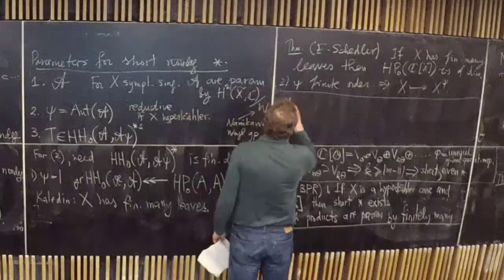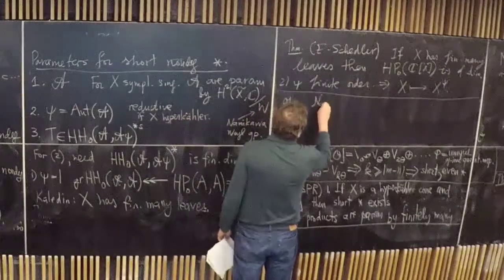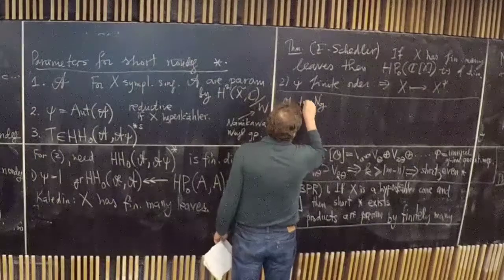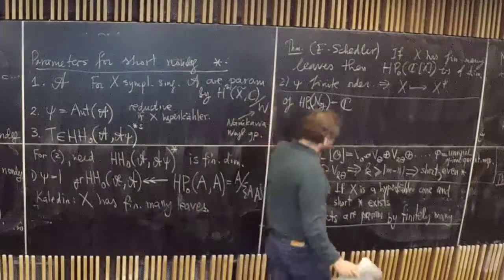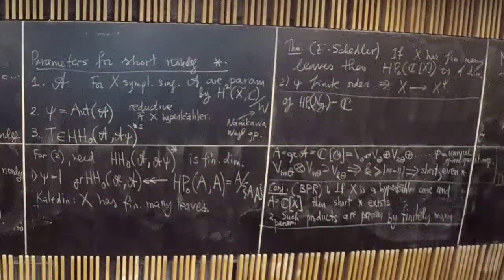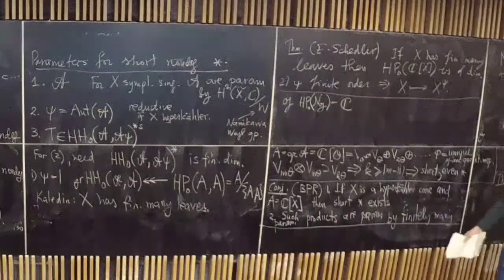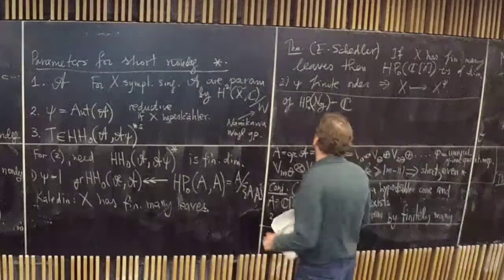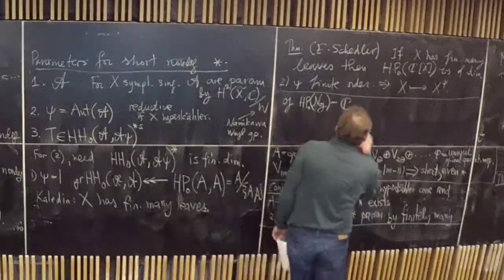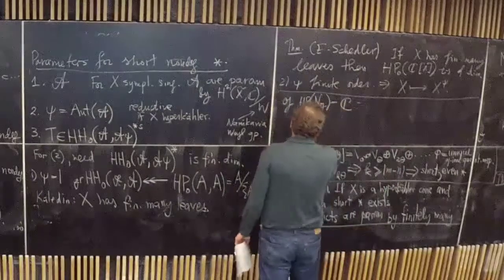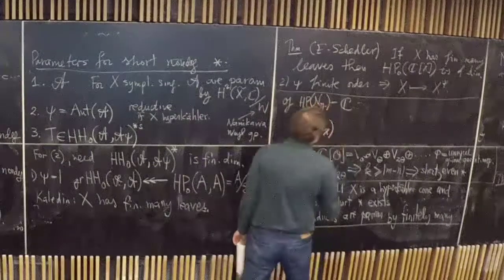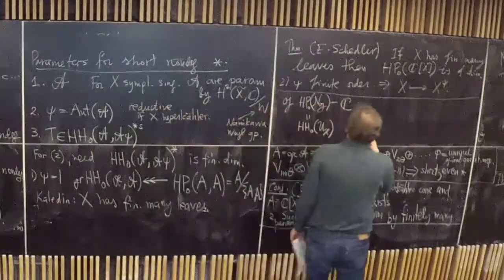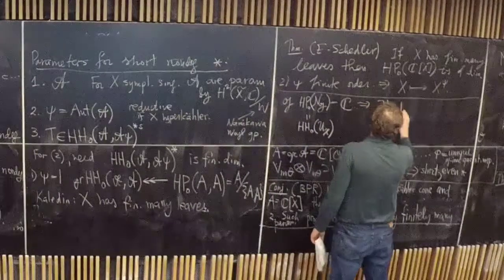So maybe I should give this example in 30 seconds. If you have the nilpotent cone of G, then its HP zero is obviously equal to C. It's the quotient of the functions on the nilpotent cone by Poisson brackets, but the Poisson bracket includes the action of the Lie algebra, so all the non-trivial representations get thrown away, and only the trivial remains, which comes with multiplicity one. And this is also the same as HH0 of U prime. And this means that there exists a unique trace T up to scaling.